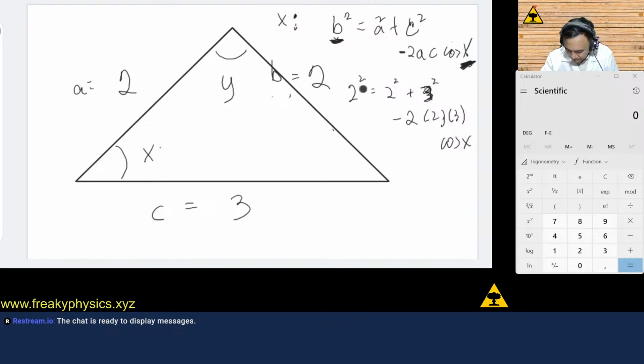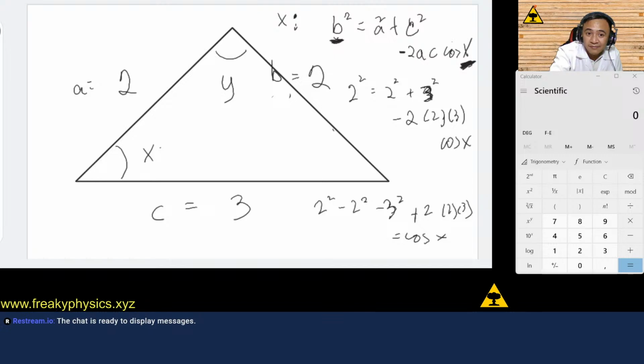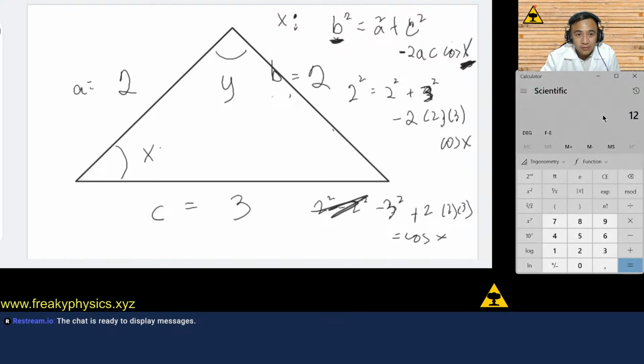So from here, this becomes 2 squared minus 2 squared minus 3 squared equals minus 2 times 2 times 3 cosine x, and then just solve for x from here, right? Put everything in the calculator. Let's remove this now to make it easier. 2 times 2 is 4 times 3 is 12, then minus 9. 12 minus 9 gives us 3 equals cosine of x.